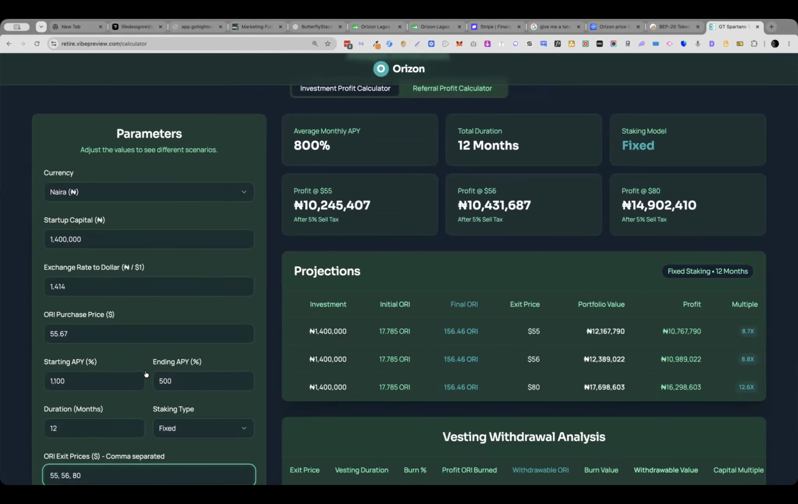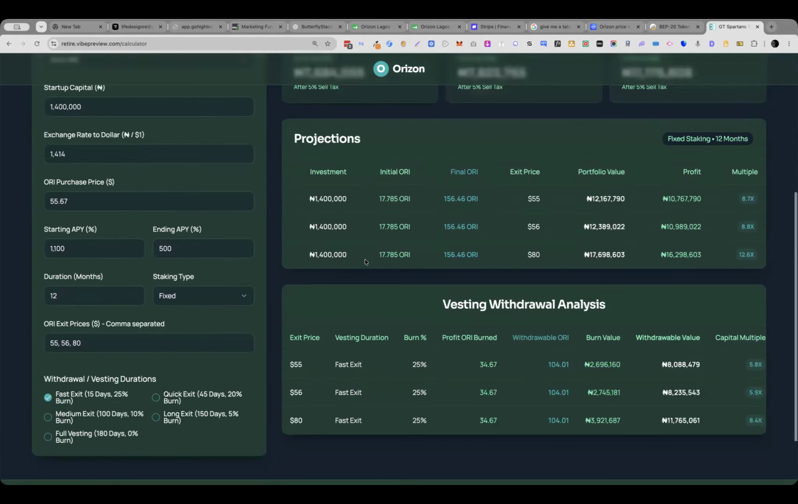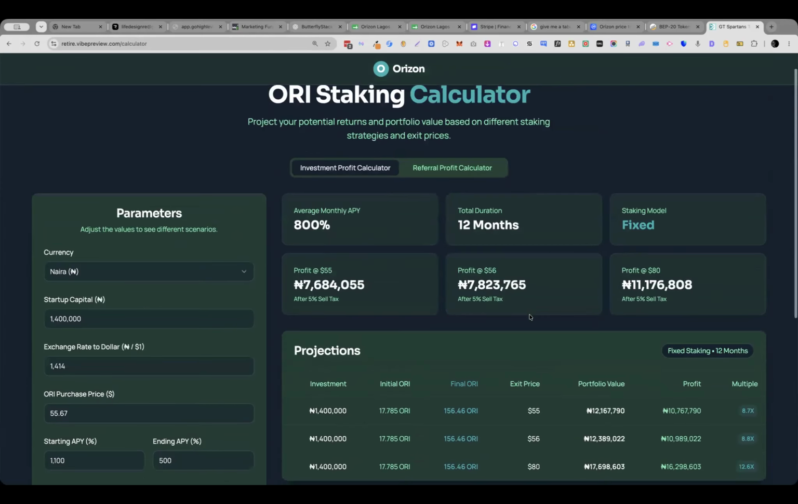But if you do 15 days vesting, this will be the profit. And the money we are looking at here is minus your capital. Your capital is not in this money. This is profit. Your capital is not here. So this is 55. If the price is 55 when you sell, if the price is 56 when you sell, and if the price is 80 when you sell.